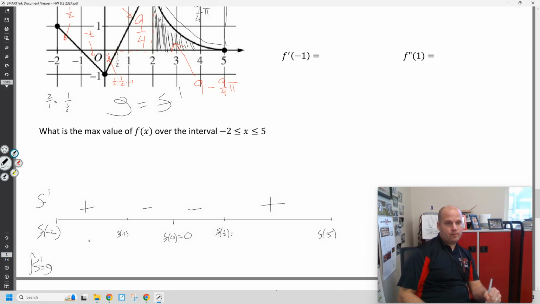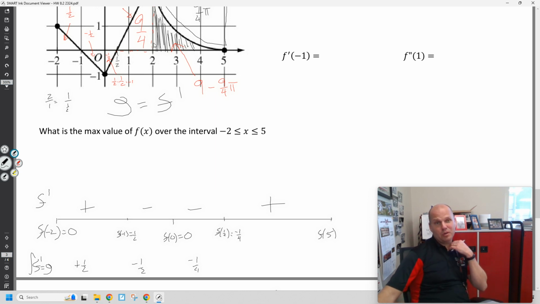We have plus a half. That's easy. Then we have minus a half. That's easy. Okay, well, that means this has to be positive a half, and this has to be 0 again. 0 plus a half minus a half. Yeah, that's good. Then I'm going to decrease by a fourth. This is minus a fourth. Then I'm going to increase a boatload. 9/4 plus 9 minus 9/4 pi.